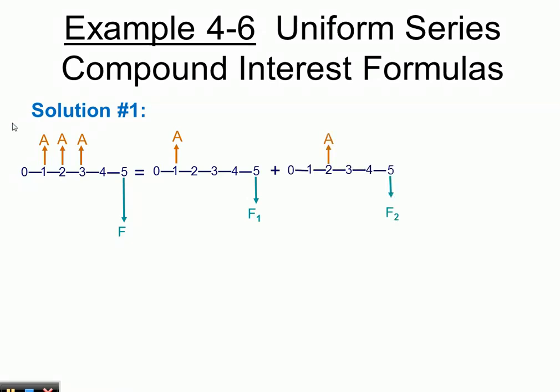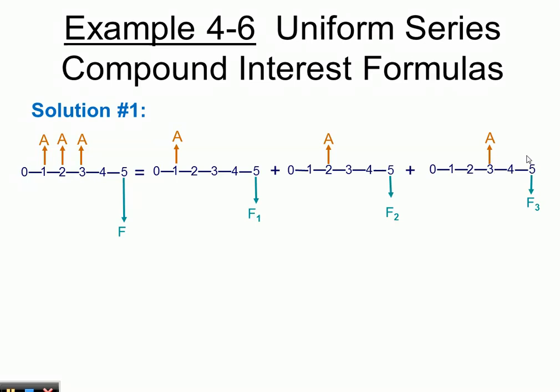Or we could just split them all separately, right? And we can translate A to F, this A to F, and another one in a similar way. So if you split it up like that, we could use single interest formulas to move A from year 1 to 5, to move A from year 2 to 5, or to move A at year 3 to 5.